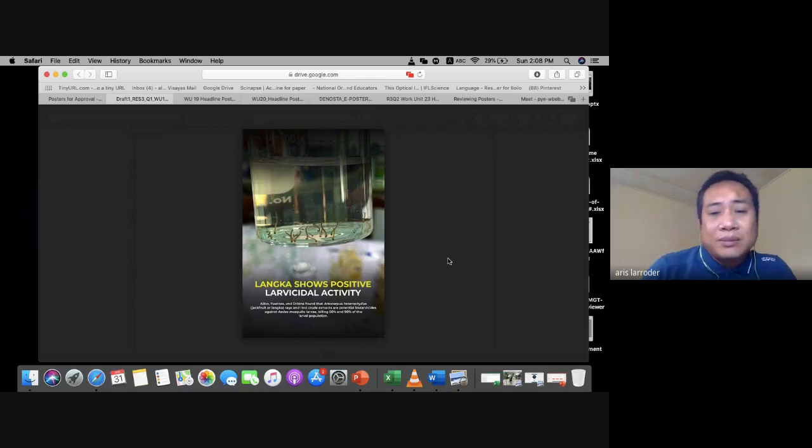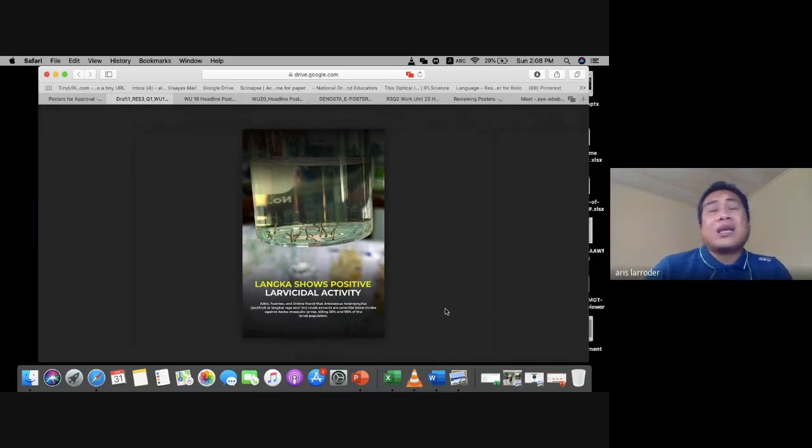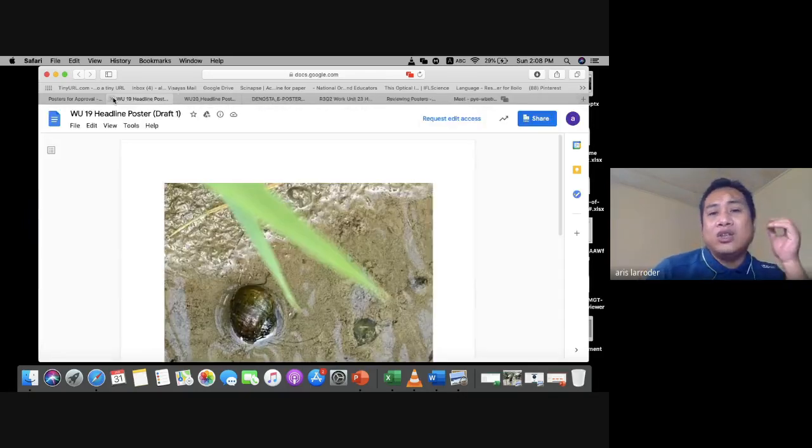or what? And then this one is too small for them actually to see. So if you provide something that cannot be seen, or if the text cannot be read, then I don't know what is the point of having it in your poster.